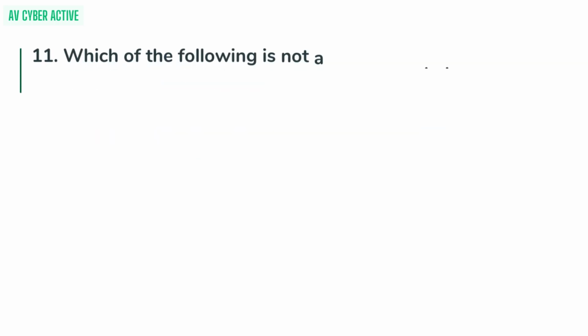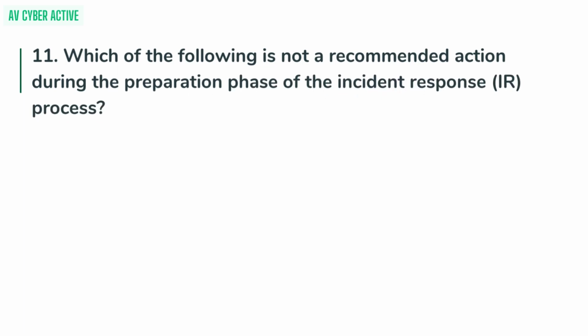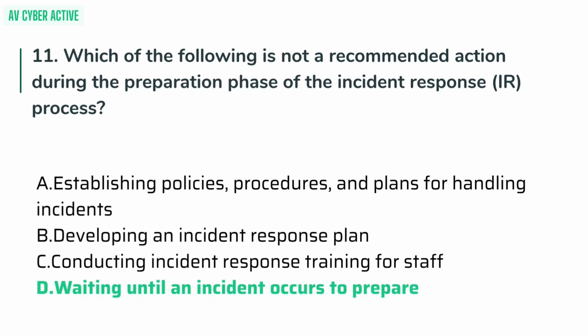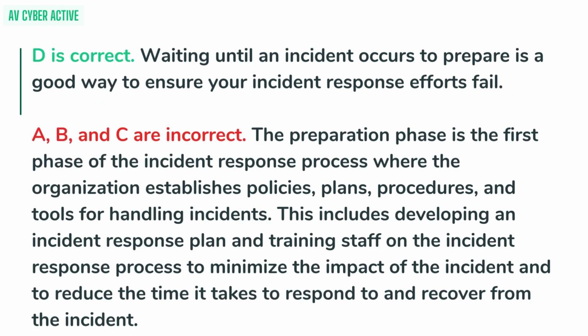11. Which of the following is not a recommended action during the preparation phase of the incident response (IR) process? A. Establishing policies, procedures, and plans for handling incidents. B. Developing an incident response plan. C. Conducting incident response training for staff. D. Waiting until an incident occurs to prepare. D is correct. Waiting until an incident occurs to prepare is a good way to ensure your incident response efforts fail. A, B, and C are incorrect.